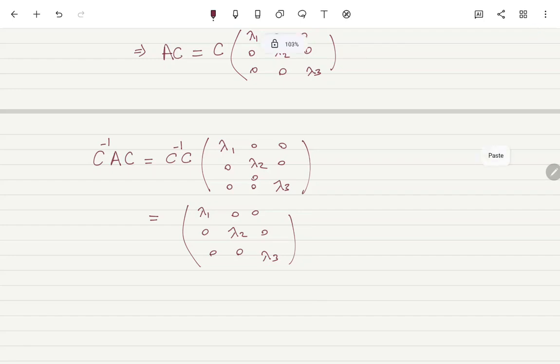From the above procedure, we conclude that to diagonalize a matrix of order 3 by 3 with 3 distinct eigenvalues, lambda 1, lambda 2, and lambda 3, all we need to do is write these eigenvalues in the main diagonal and put all other elements equal to 0. So we just place here lambda 1, lambda 2, lambda 3, and the rest of the matrix is equal to 0. This process is called diagonalization.